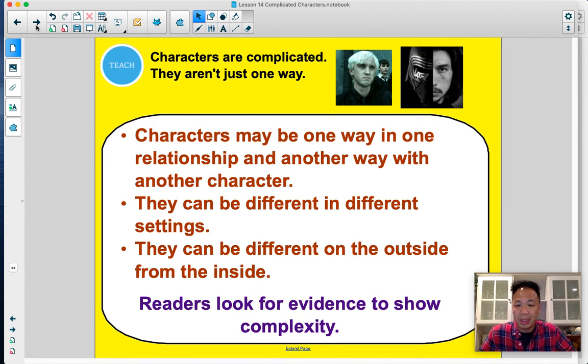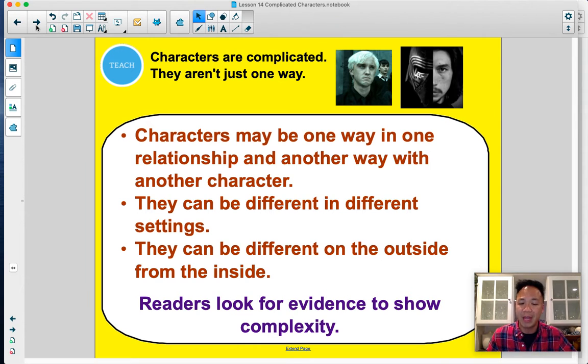Characters can also be complicated in other ways, not just in different situations. They may be one way with one relationship, with one type of person, and then when they are with other people, they act differently. They can be different in different settings, just like how they might act one way at work and one way at home. Or they can be even different on the outside and on the inside.